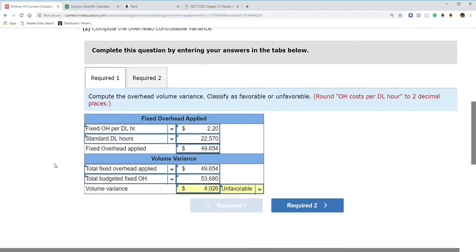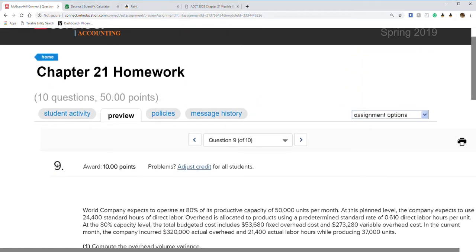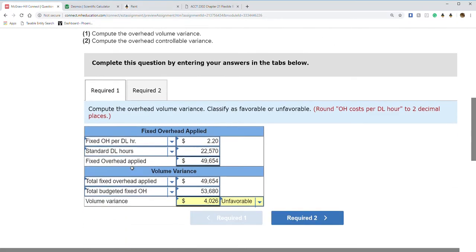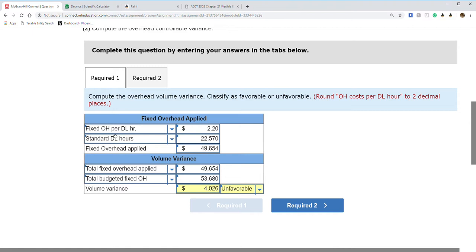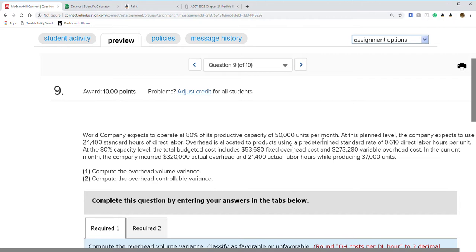So this is number 9. Number 9 is a little bit more difficult in the way that they approach this. And right here, in requirement 1, we have to figure out fixed overhead applied. So first one is fixed overhead divided by direct labor hours to get to our 220. And then it's our standard direct labor hours. And you're going to notice this number does not appear up here. Because we have 24,400, and then we have 37,214. So we don't have that number. So how do we get to that number?